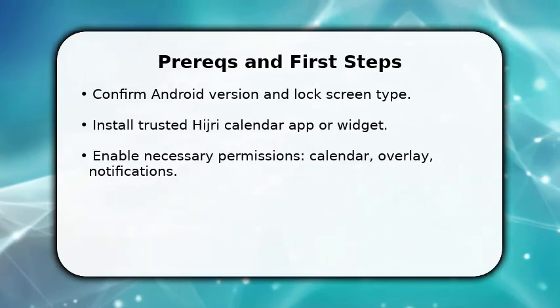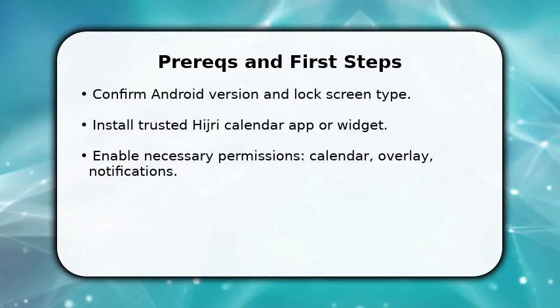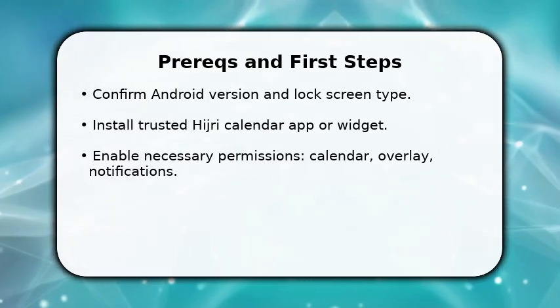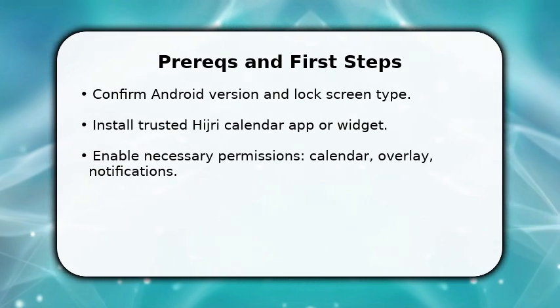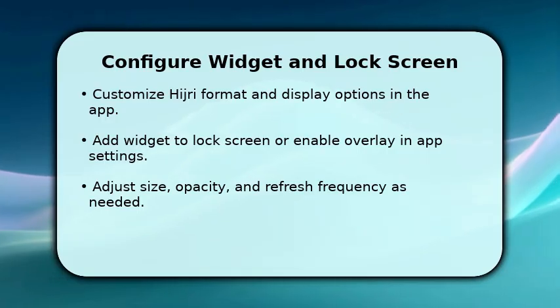Once done, open the app, grant calendar and overlay permissions, and add its widget to the home screen briefly so the app registers with the system. This prepares the app for lock screen integration and avoids permission issues. You now configure the widget for lock screen use.